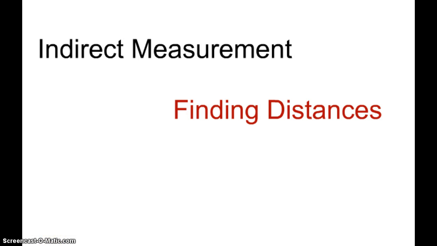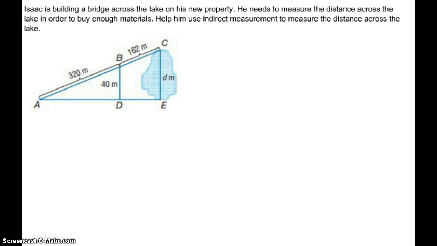Here's another example of how you can use similar figures for indirect measurements in finding distances. I want you to read and write this problem down in your notebook. Isaac is building a bridge across the lake on his new property. He needs to measure the distance across the lake in order to buy enough materials. Help him use indirect measurement to measure the distance across the lake.